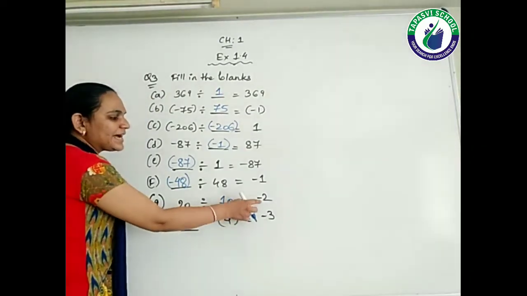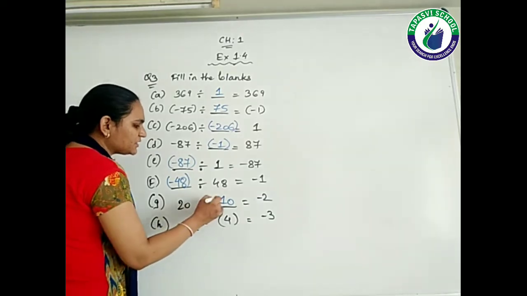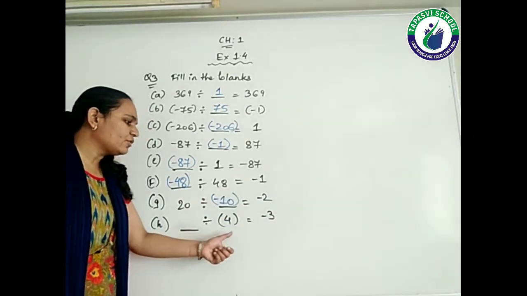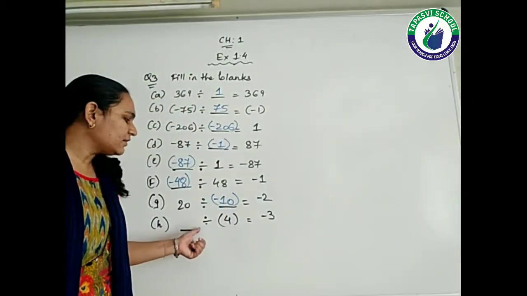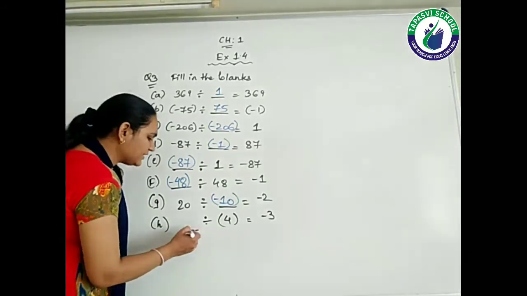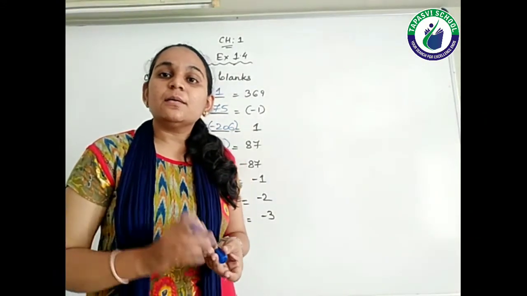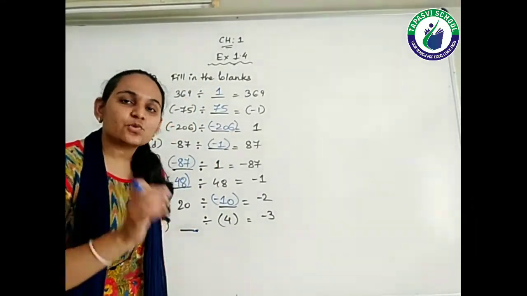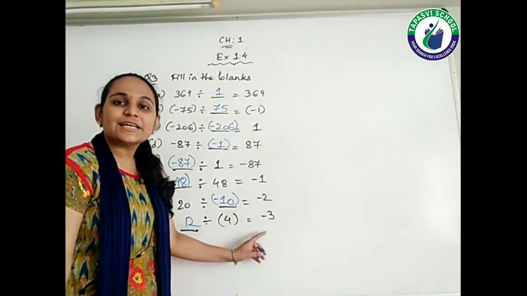Now see, the answer is negative 1, right? So this number is positive, so this number needs to be negative. Next number, dash divided by 4 is equal to minus 3. By which number will you divide by 4 so that you get 3? The number is 12. If you divide 12 by 4, then you get the answer as 3.